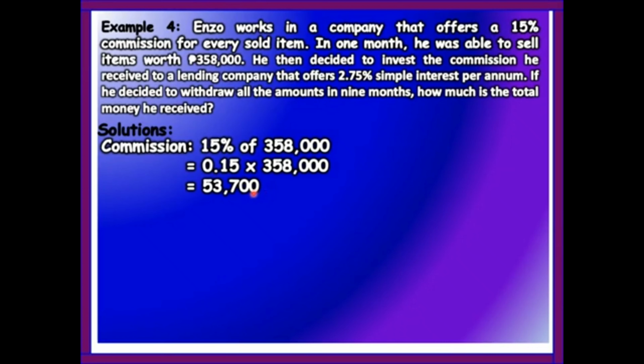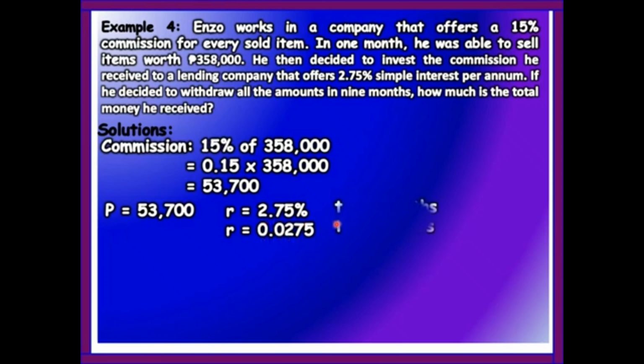Okay? So this is your P, which is 53,700. This will grow at 2.75% interest per annum, and 2.75% is 0.0275 in decimal. So we have T, that is 9 months, it's already given here, and 9 months in years is 0.75 year.